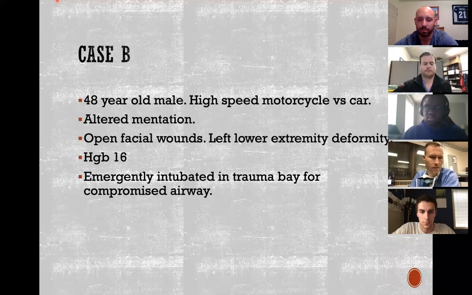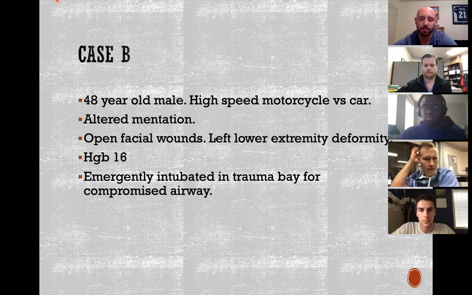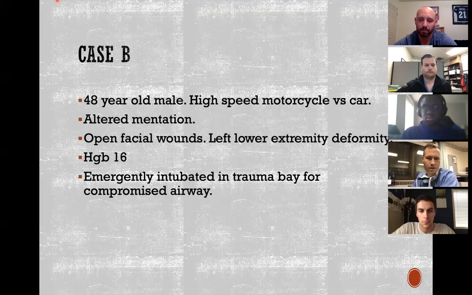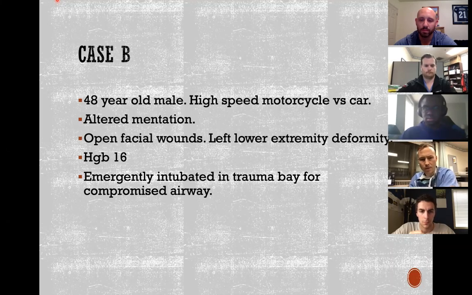So we have here a 48-year-old male. He was in a high-speed motorcycle crash versus a car, and he presented in an altered mental status. He had a Glasgow coma scale in a range of 11 to 12, and he had significant facial wounds as well as a very visible, obvious, gross left lower extremity deformity. He came in hemodynamically stable, and he had a high blood count with hemoglobin of 16. But he was emergently intubated in the trauma bay for airway protection because he was bleeding and he had an altered mental state, and he was at a high aspiration risk.